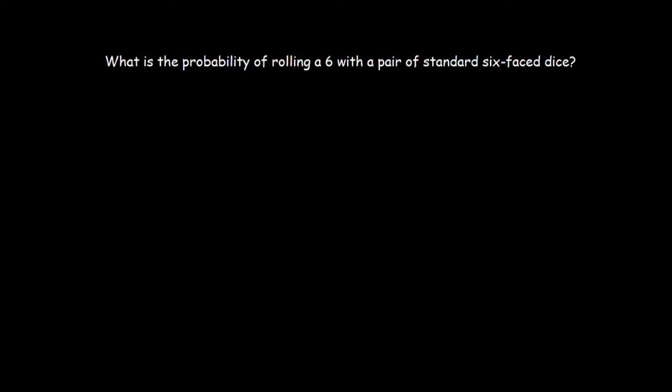Let us look at the question. What is the probability of rolling a 6 with a pair of standardized 6-faced dice? So when you look at this word probability right here in the question, what does that mean? That just means the ratio of the favorable outcomes to the total possible outcomes.